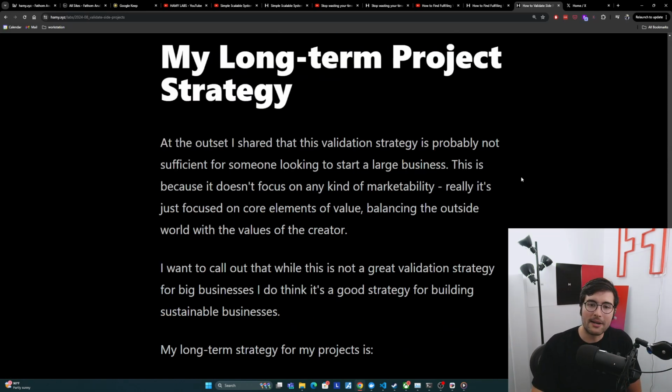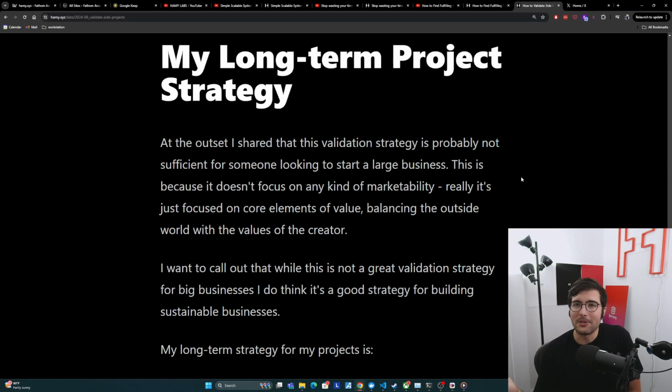All right, and while we're here, I want to talk about my long-term project strategy with this very simple validation framework. At the outset, I shared that this validation strategy is probably not sufficient for someone looking to start a large business. This is because it doesn't focus on any kind of marketability. Really, it's just focused on core elements of value, balancing the outside world with the values of the creator.